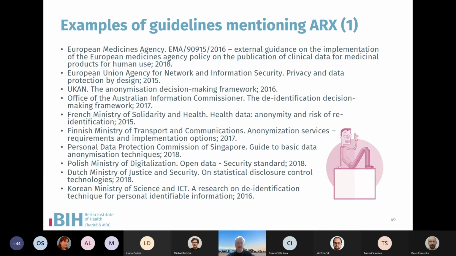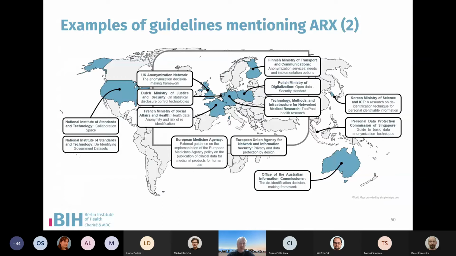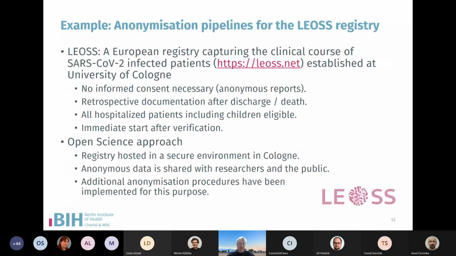We can also see here, this gives you an idea of the practical implementations, that there's a range of official guidelines and reports mentioning ARX, from the European Medicines Agency or the European Union Agency for Network and Information Security. Ministries from various European countries have published reports that mention the software, which again shows that there's actually not so much around, I would say, right? Data anonymization is a challenging problem, and there are just not so many tools available.